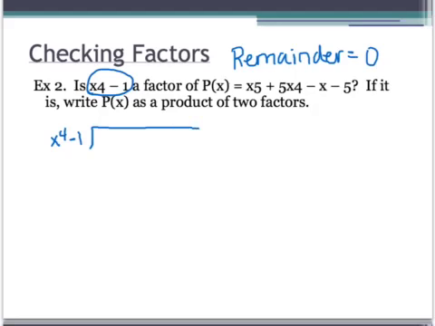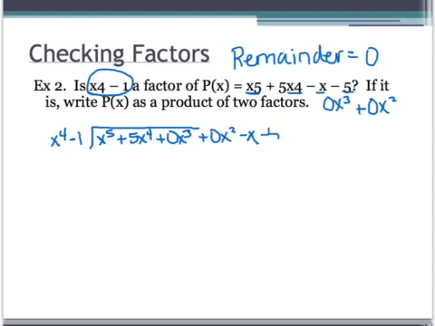Before I can write in my dividend, I want to make sure I have all of my terms. I have an x to the fifth, an x to the fourth. I'm missing an x cubed, so I'm going to have to fill that in with 0. And I'm missing an x squared, so I'm going to have to write 0x squared as well. Then I have my x to the first and my constant. So I'm just going to rewrite this now. X to the fifth plus 5x to the fourth plus 0x cubed plus 0x squared minus x minus 5.